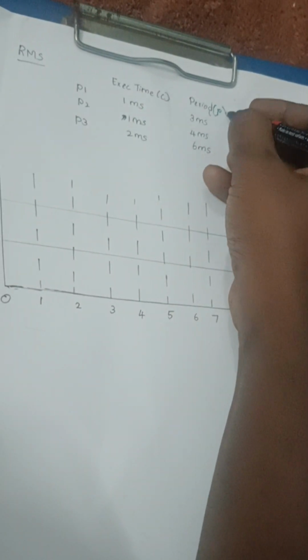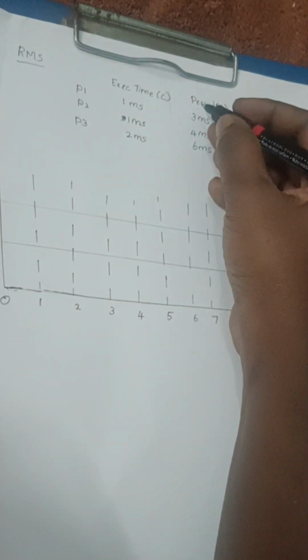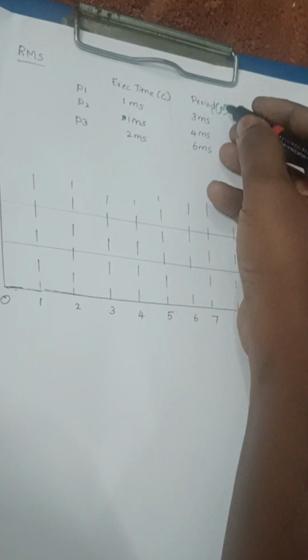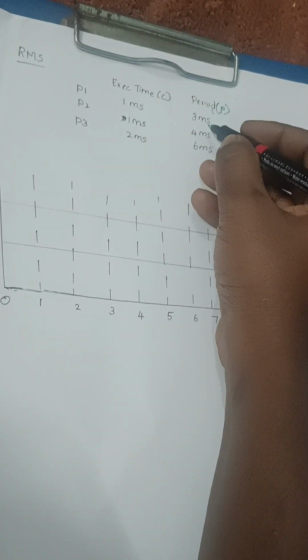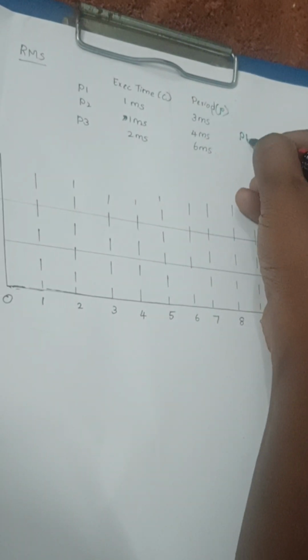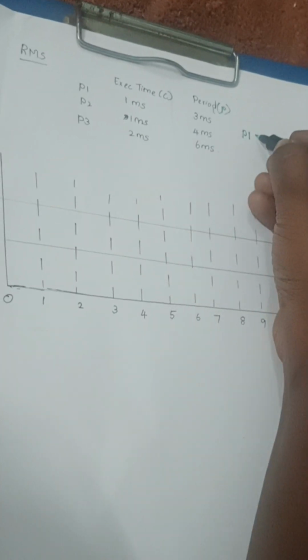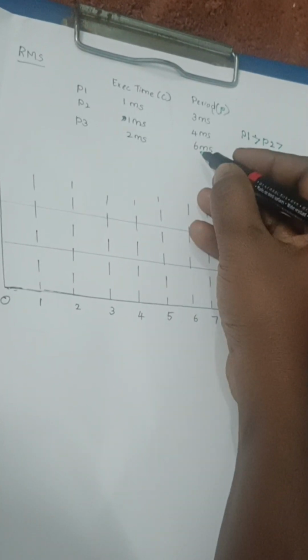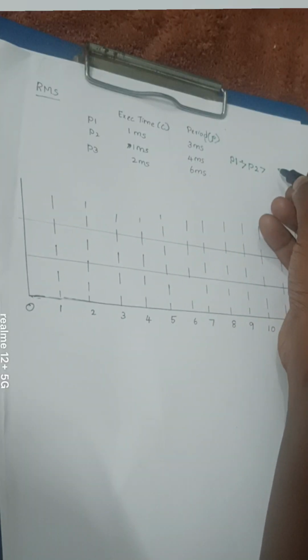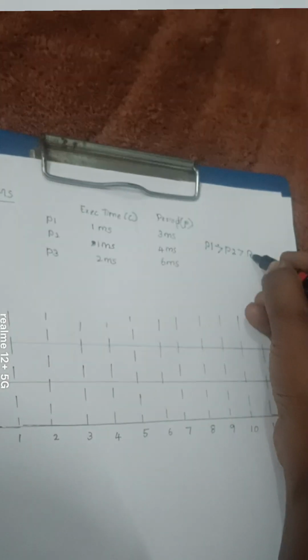So period sometimes can be given as P also. So C means execution time, P means period. Here this period is taken as a priority. So the lowest period is taken as the highest priority. So P1 is having the highest priority. Then the next period is 4, so this will be having the second priority. And the last is 6 milliseconds, so this will be having the third priority.